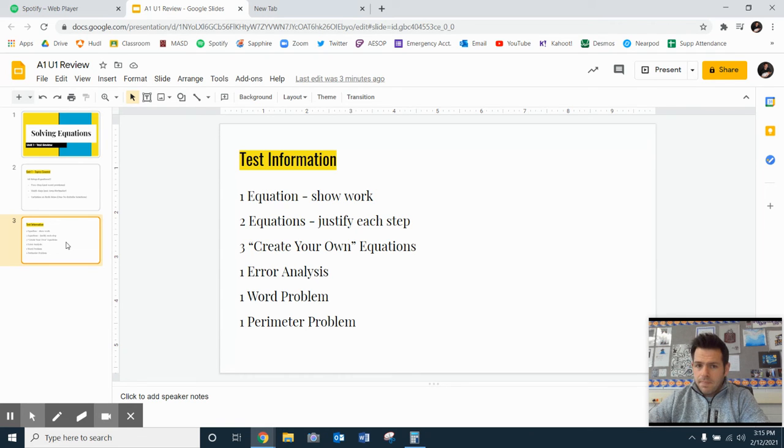There's going to be a word problem, and then wrap it up with a perimeter problem to finish up the test. So like I said, it's one piece of paper, so hopefully it's not the longest test that you'll take throughout the unit, the semester, but certainly we hope that you make sure to study, practice as we get prepared for the test on the horizon here for Unit 1.